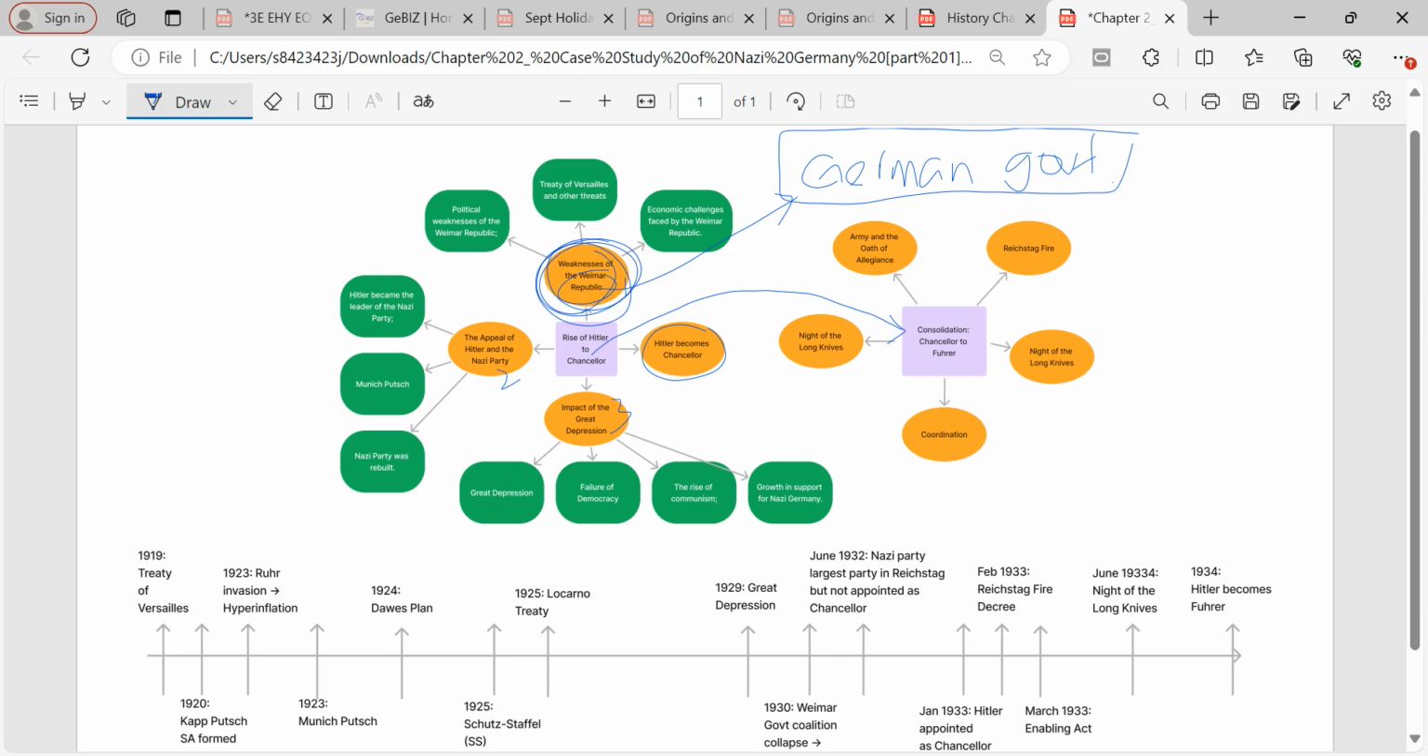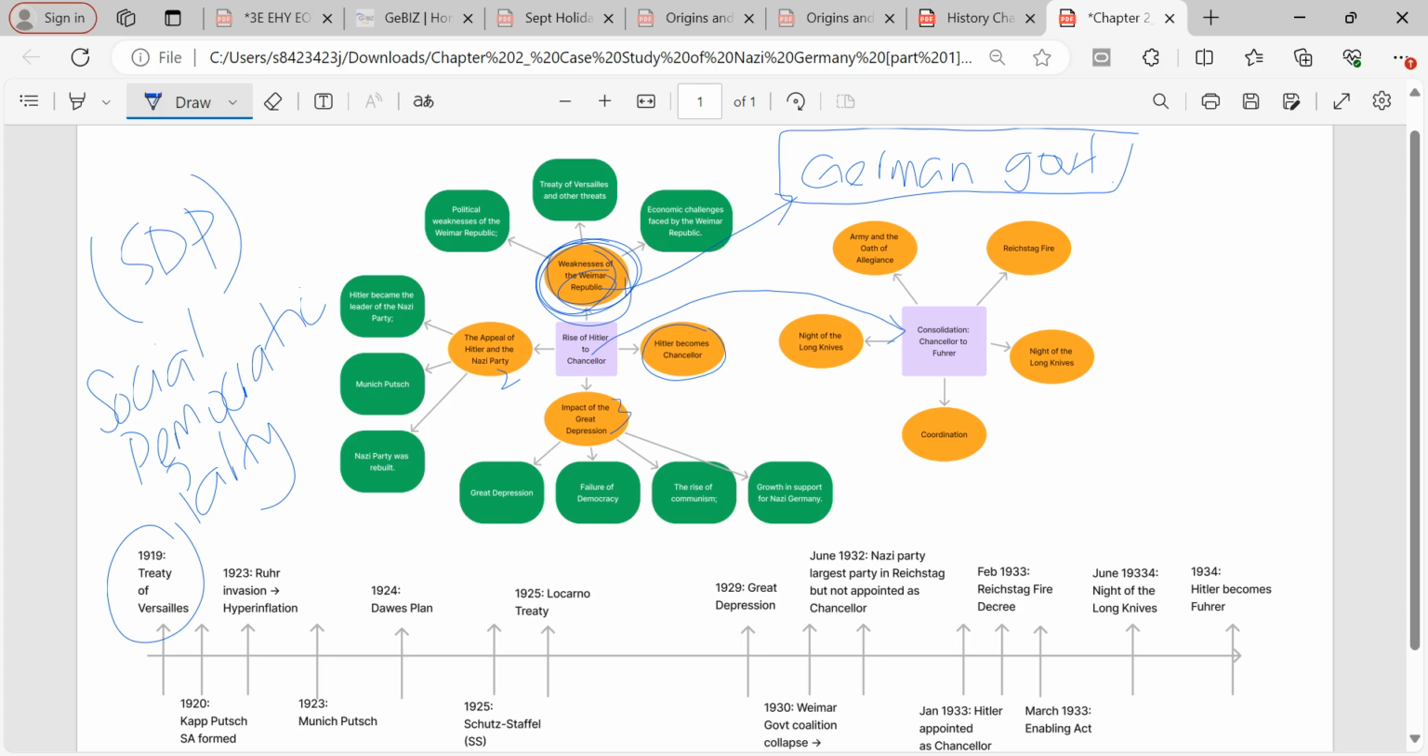We have three here, and the first one is the TOV and other threats. It corresponds with 1919, when Germany was forced to sign the TOV. The political party we need to know that led the Weimar government was the SDP, the Social Democratic Party. They were the ones who represented Germany at the Treaty of Versailles, and they were the ones who were forced to sign the TOV.